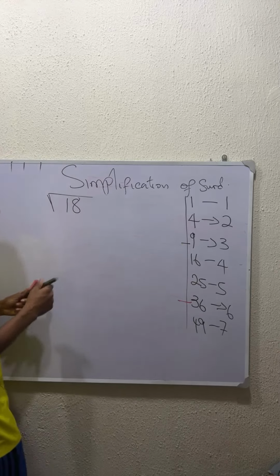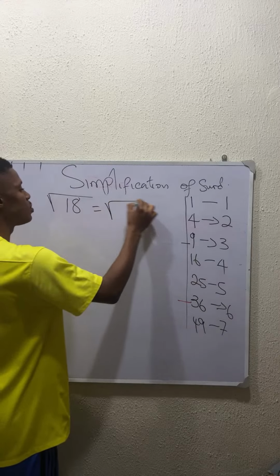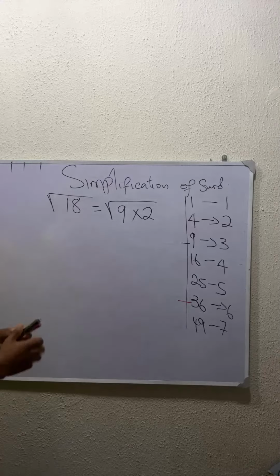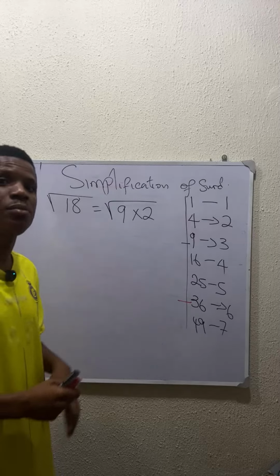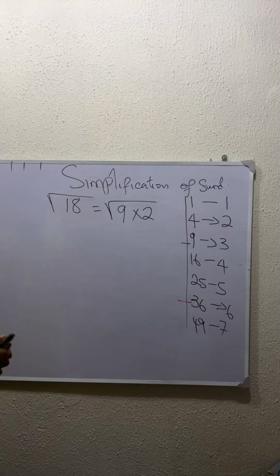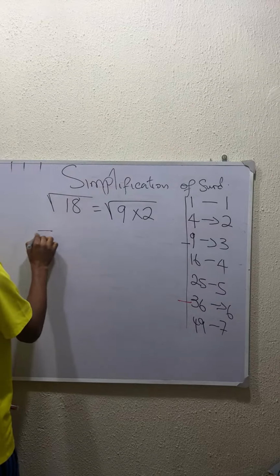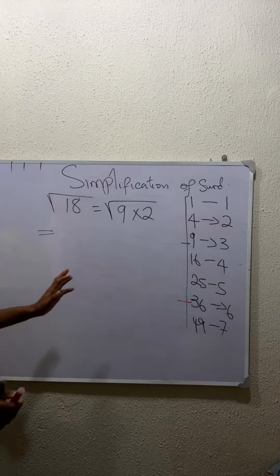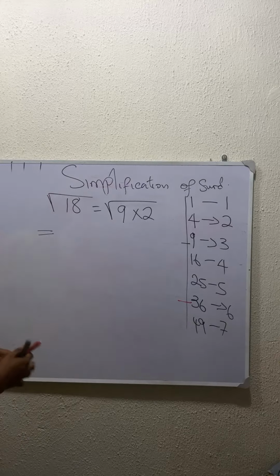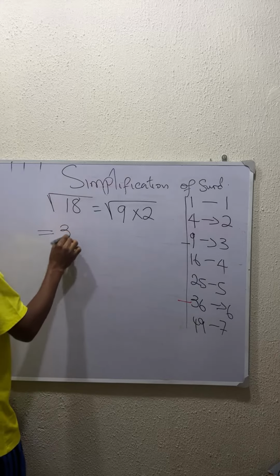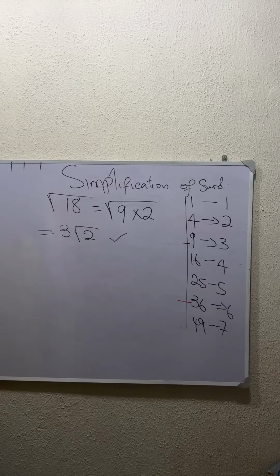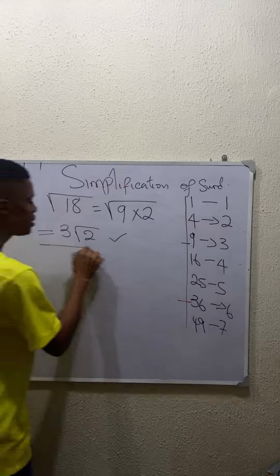The perfect square is 9. So this is the same thing as the square root of 9 times 2. When you have the square root of 9 times 2, take the square root of the perfect square. The perfect square is 9, so the square root of 9 is 3. So the answer is 3 root 2. Very simple. Let's look at another one.